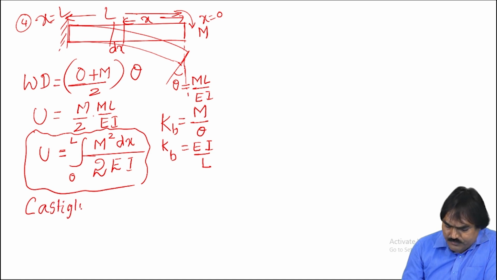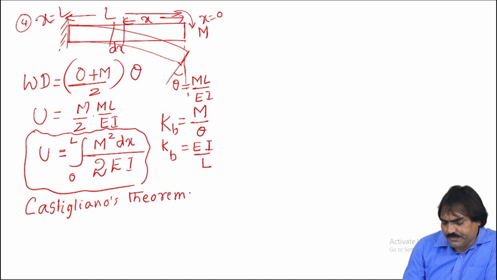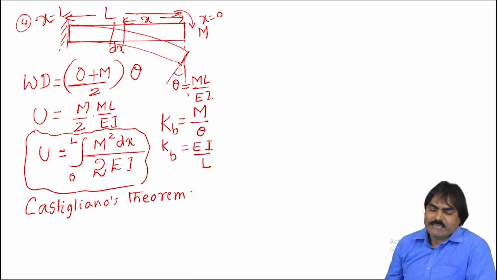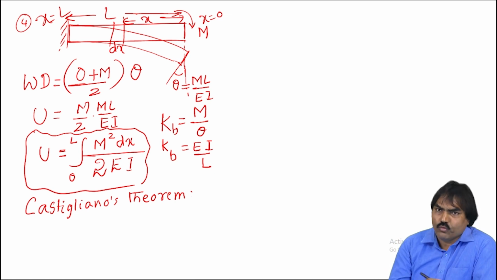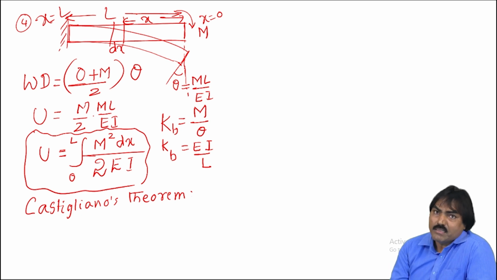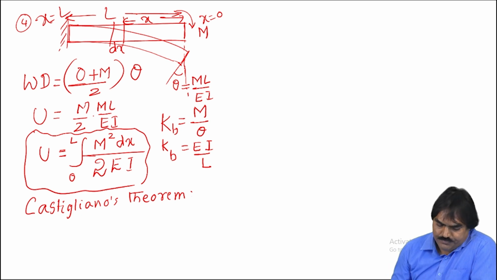Castigliano's theorems. Castigliano's theorems. He gave two simple theorems to find the slope and deflections.